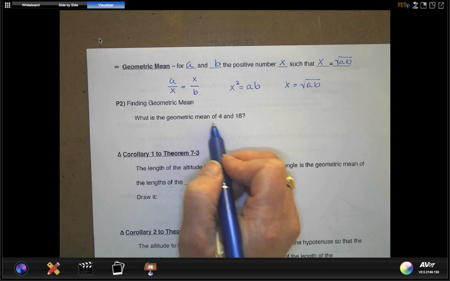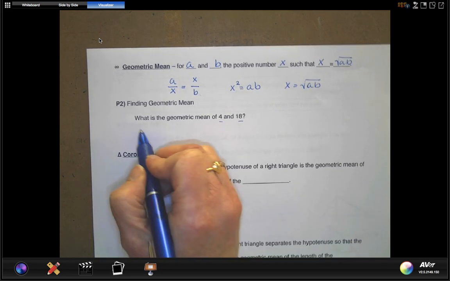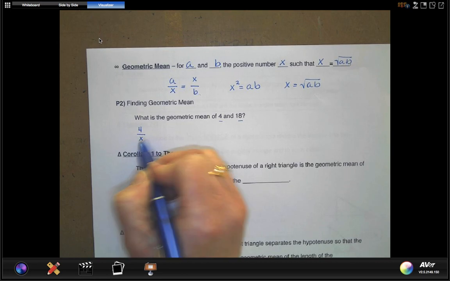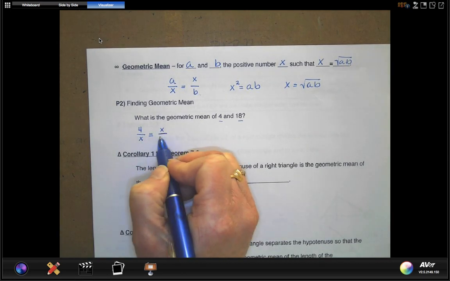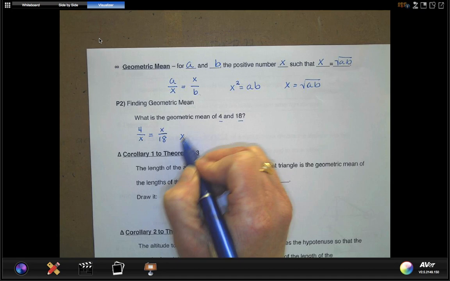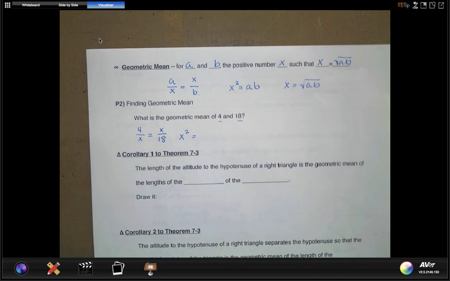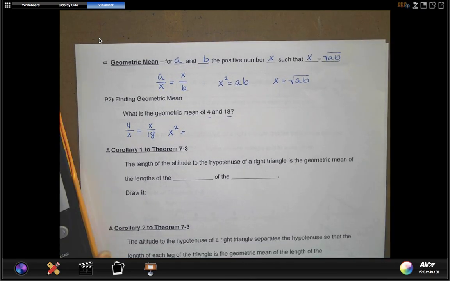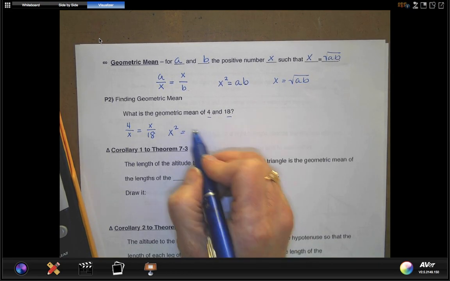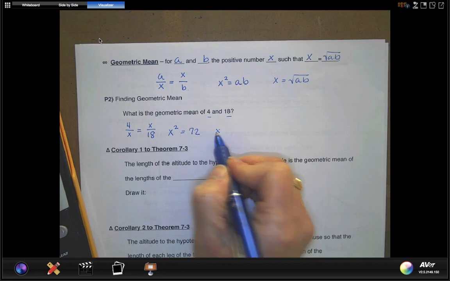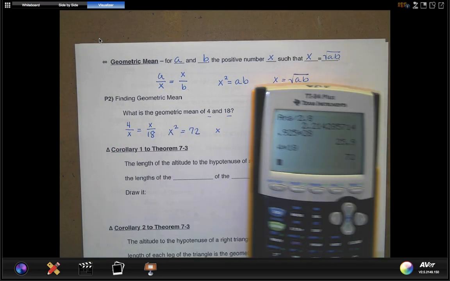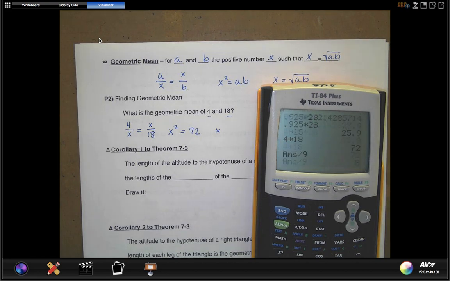So if I wanted to find the geometric mean of 4 and 18, I could set it up like this. So 4 over x is equal to x over 18. I'd cross multiply. X squared is equal to 4 times 18, so 72, and then I'd have to simplify the radical. So 72, so I can take more out of that than that. Nope.